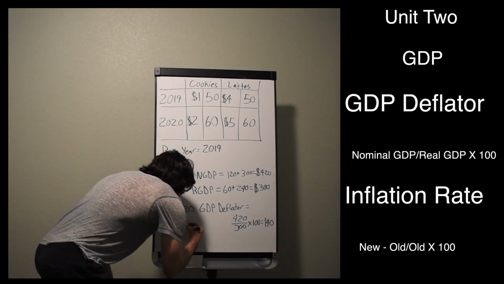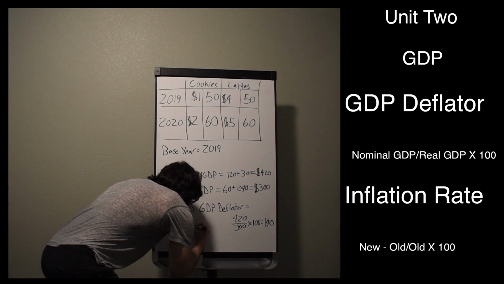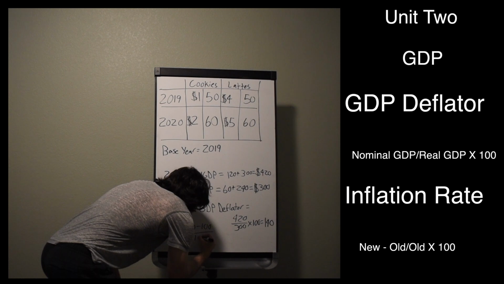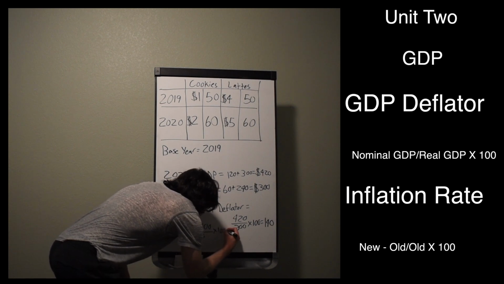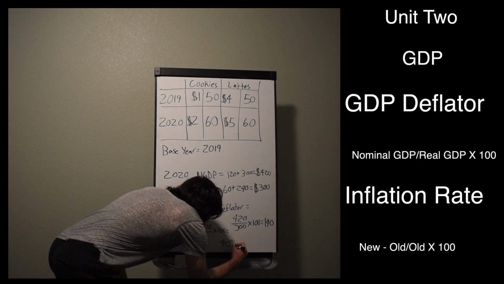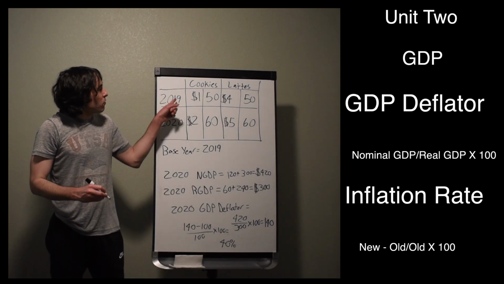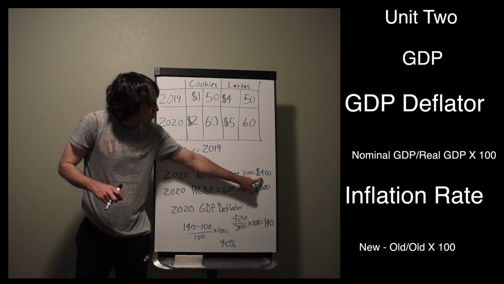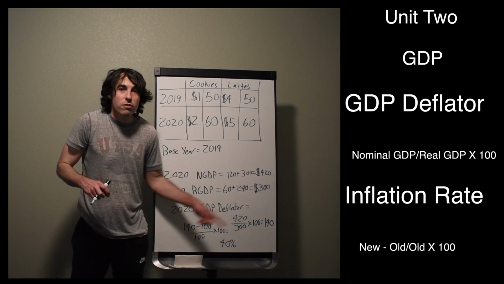So it's going to be 140, our deflator from 2020, minus 100, the deflator from 2019, divided by 100 times 100, and that comes out to 40%. So we had a 40% increase in prices from 2019 to 2020, which is what accounts for that $120 difference between the nominal GDP and the real GDP.